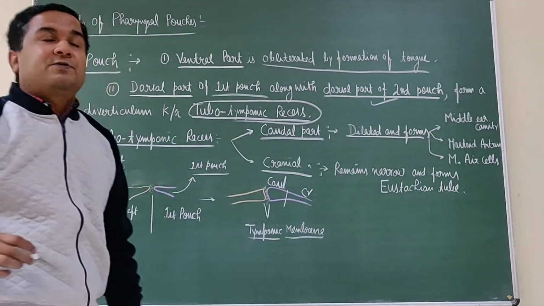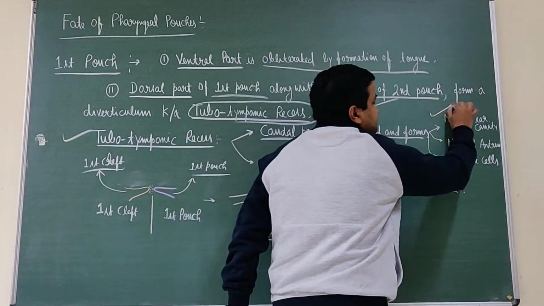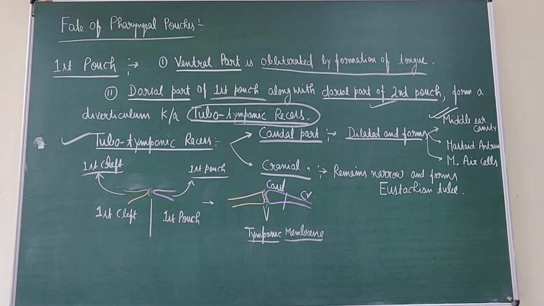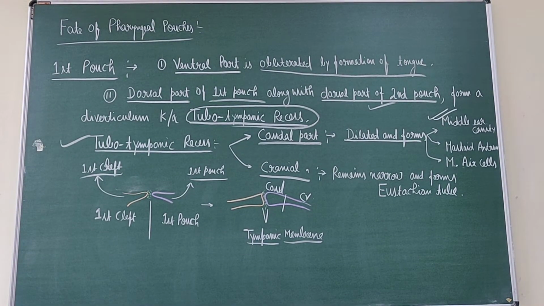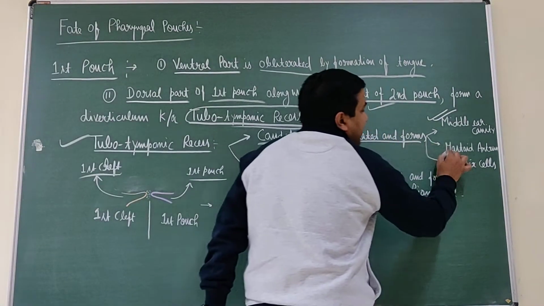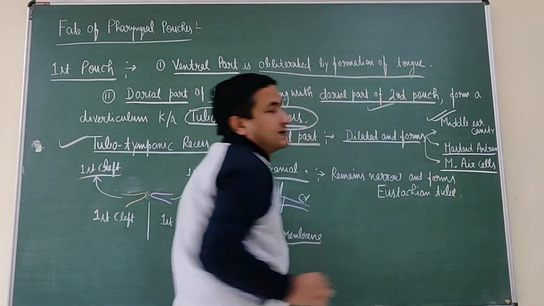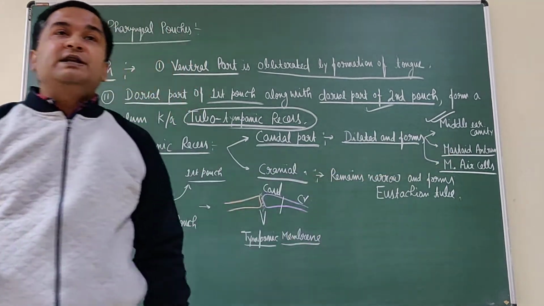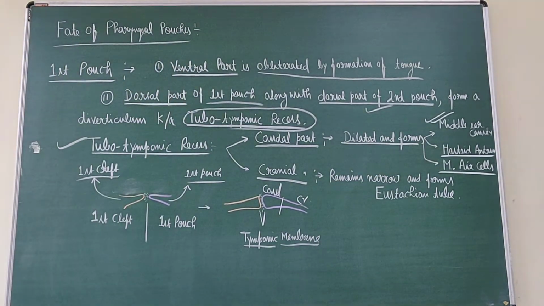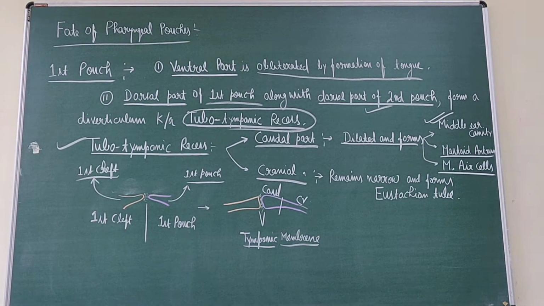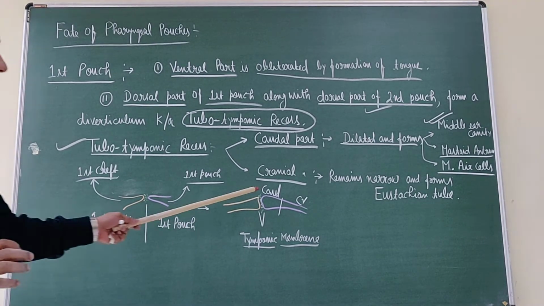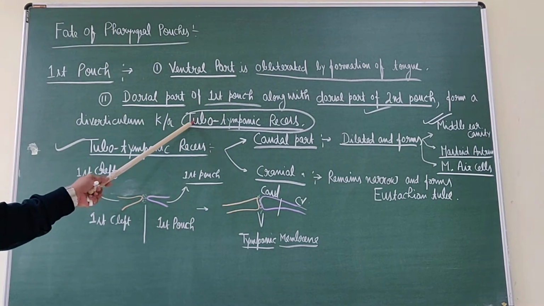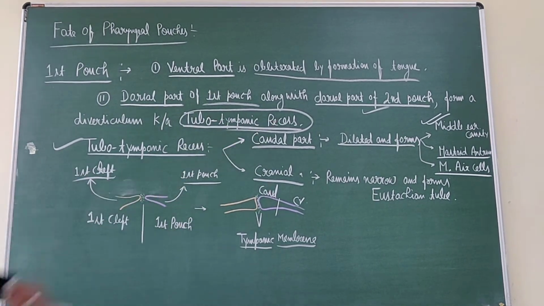What are the structures formed? It is the middle ear. The middle ear cavity is formed from the caudal part of the tubotympanic recess, along with the mastoid antrum and the mastoid air cells. These are the three important structures. The middle ear cavity, mastoid antrum and the mastoid air cells are formed from the caudal part, that is the dilated part of this tubotympanic recess.